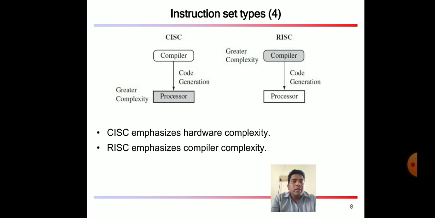In the RISC, as we said already, it takes a high clock rate and it is a low cost one. It creates the complexity on the compiler side. Okay, so it takes only a single cycle for the execution of one instruction.